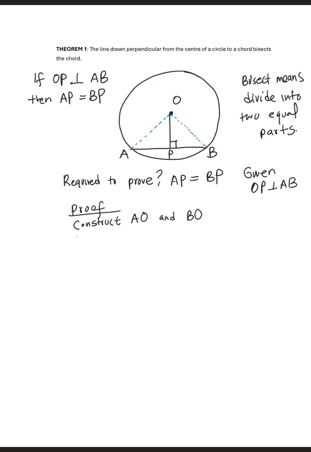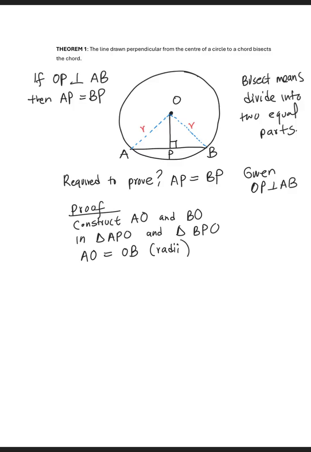in triangle APO and triangle BPO, right? And then now we're going to say AO is equal to OB. Reason? So we can see that AO and OB are what? They are radii. So the reason here will be radii. So we know that the radii of a circle are equal, they have the same length, right?